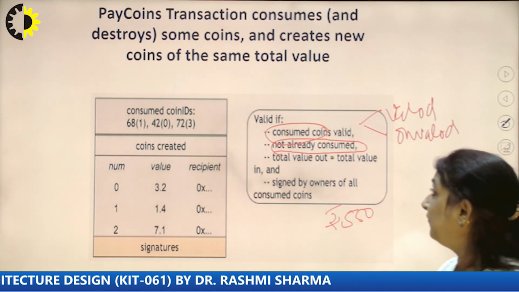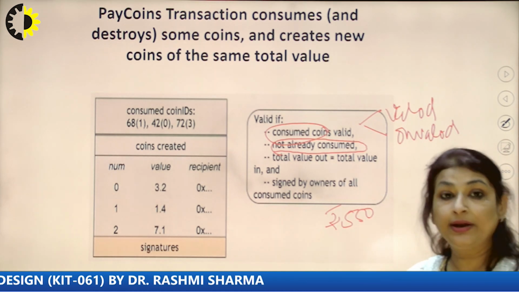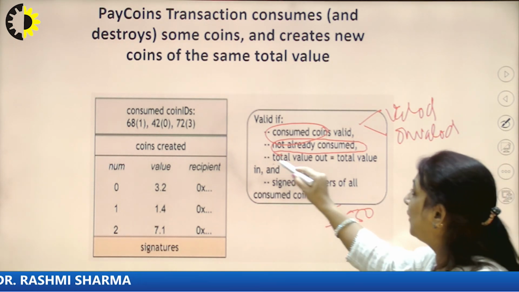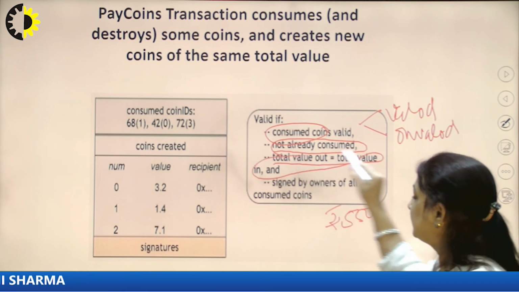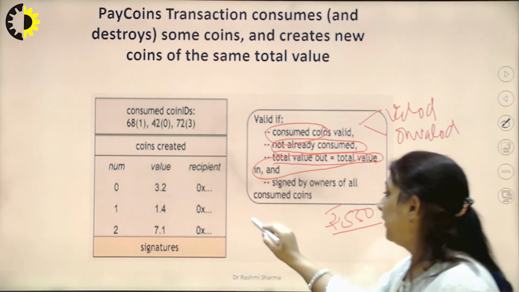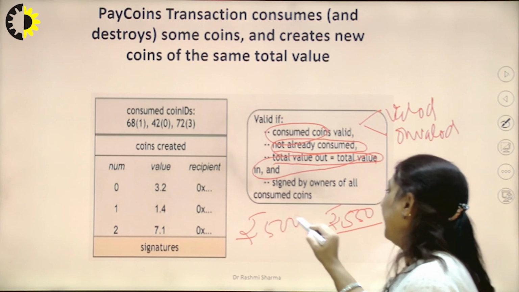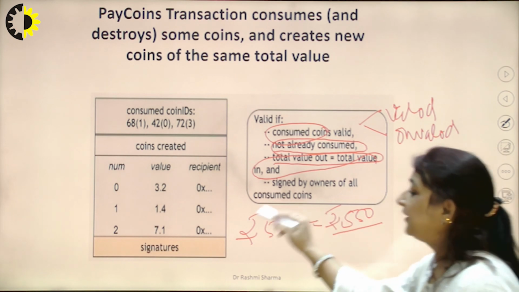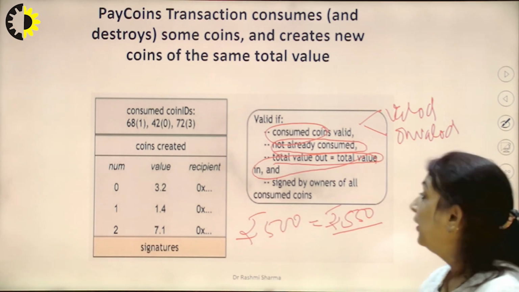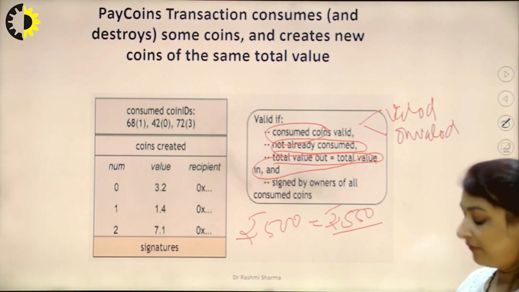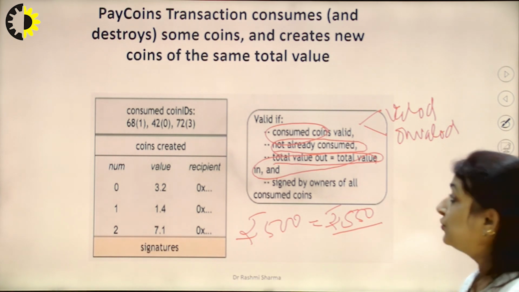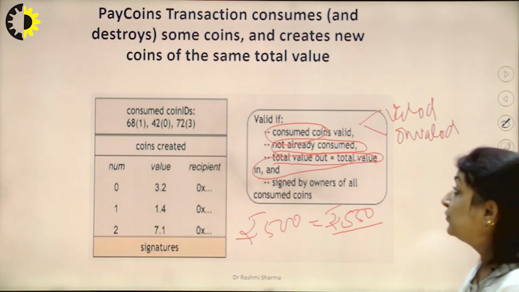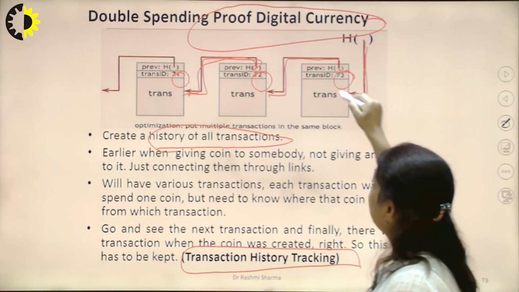So for validity, we have to see that the coin which we are consuming is a valid coin, that it has not already been consumed, and that the total value in and total value out should be the same. That is, I told you I have created a coin with rupees 500 and now I want to spend rupees 550. So this is more money, and I cannot spend this coin. I have to spend some other coin. And then we have to see who were the owners of those coins. So for keeping these transactions, we have to see who were the previous owners. This can be done by keeping the track history.